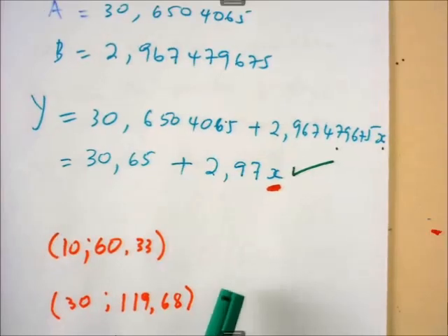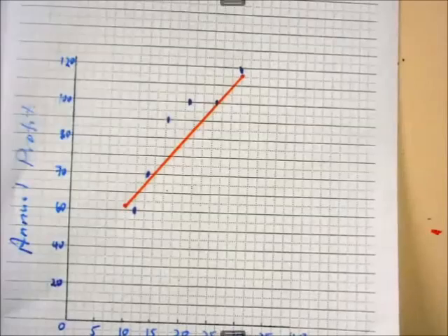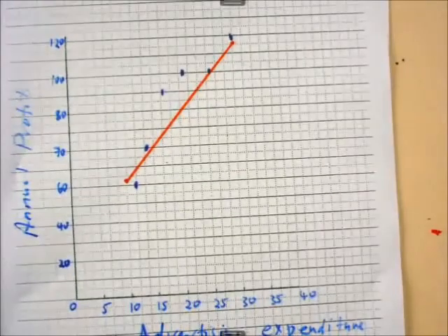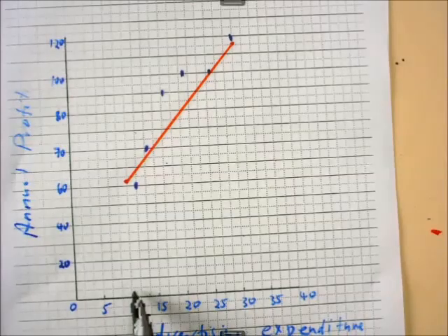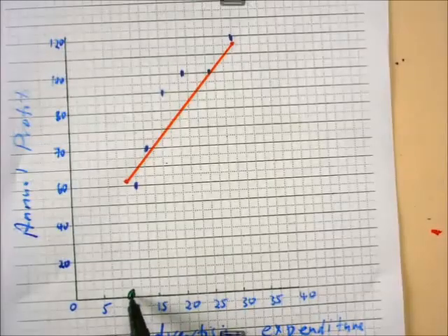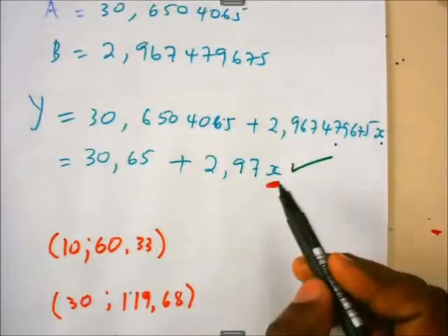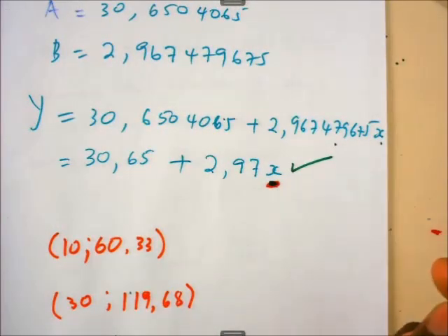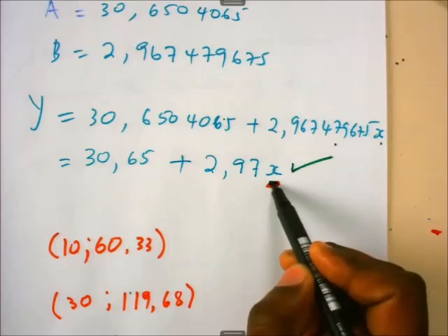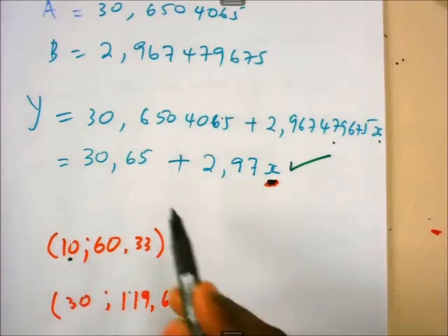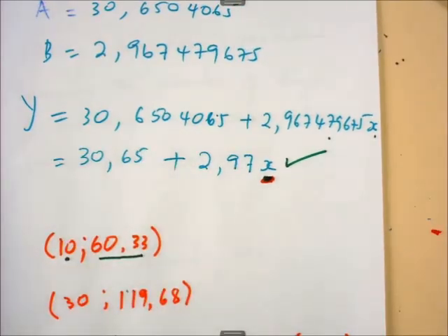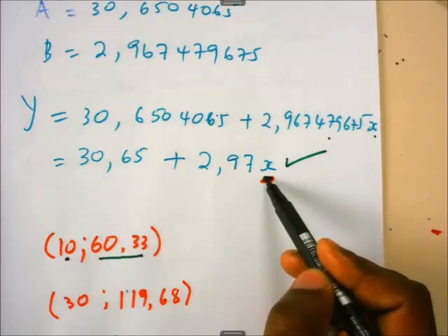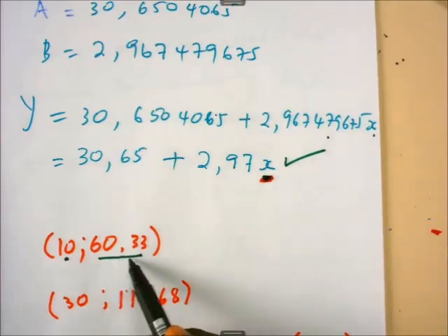Now the question, if it says draw the line, because remember you have the scatter plot but you don't have the line. To draw the line, we take any value on the x-axis, maybe 10. Do you see 10? I'm taking 10. When I substitute 10 for x, remember that 10 comes from the x-axis, y is equal to 60.33 on the calculator. When you put 10 in your equation, substituting 10 for x, y becomes that.